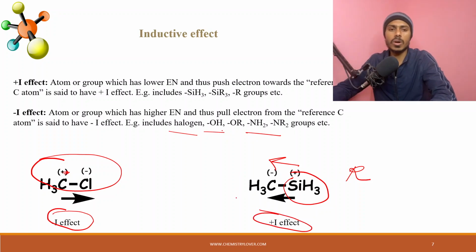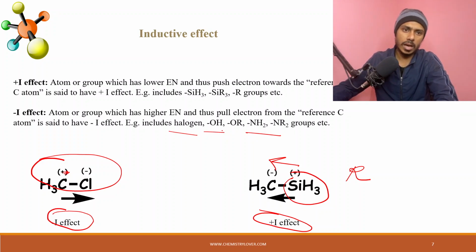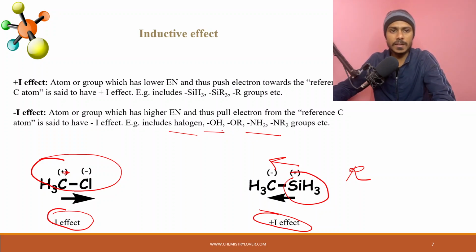Together it is called the inductive effect. When something pushes electrons towards carbon, we call it the plus I effect. When something drags or pulls electrons from the carbon, we call it the minus I effect. So this is all about the inductive effect.